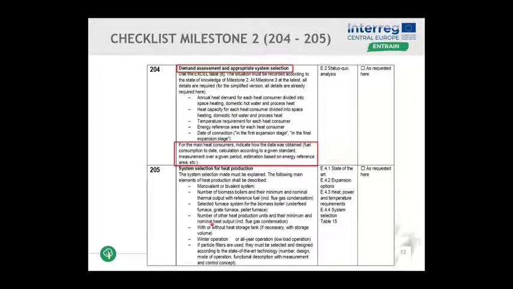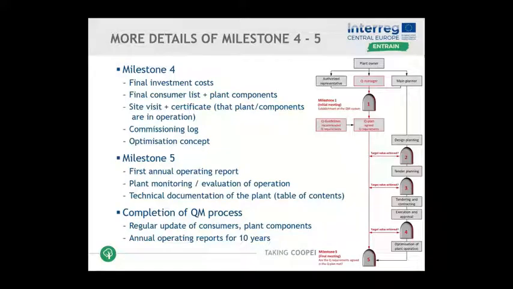Yeah, there are a lot of these points to be checked for milestone 2, and then the rest of the QM process, milestone 4, 5, and the very important completion. So in milestone 4, the plant was built, so that the actual operation of the plant starts.